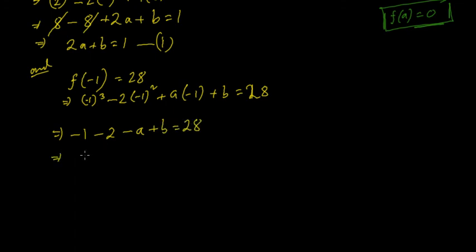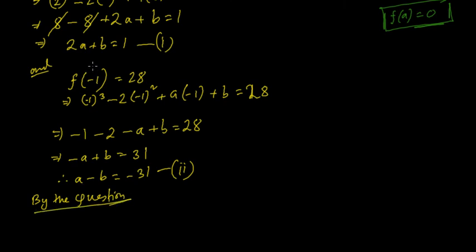So this would be minus a plus b, and minus 1 minus 2 is minus 3. If you send this to the other side, 28 plus 3 is 31. So if you multiply both sides by minus, it would be a minus b equals minus 31. Be careful when you're changing signs, because this is a place where people make mistakes, so be extra careful. So let's solve the two equations.